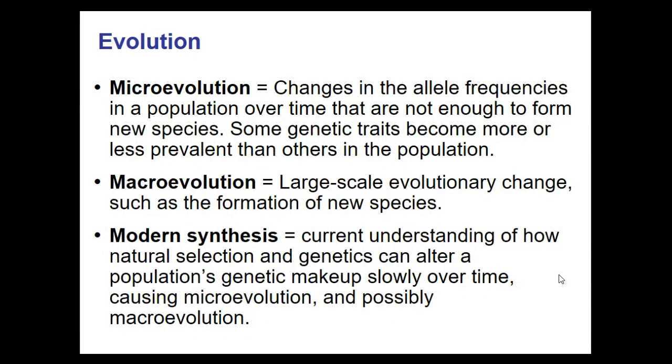Okay, so it's different between micro and macro evolution. Micro means small, macro means large. Microevolution, just small changes in the allele frequencies or the percentage of one allele compared to another in the population. Macroevolution is large-scale evolutionary change or accumulations of many differences in genetic traits, usually over longer periods of time.